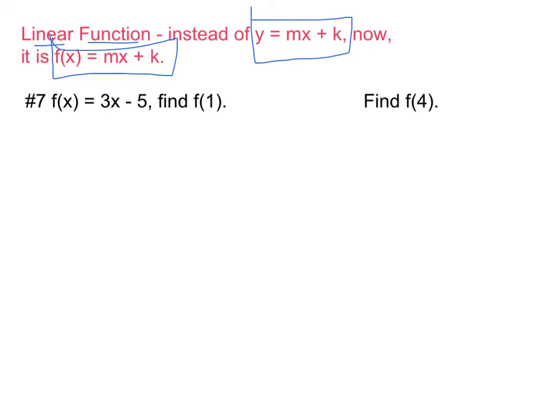So what I want you guys to do is find f of 1 for the function 3x minus 5. That means wherever you see an x, replace it with 1. So 3 times 1 minus 5 is 3 minus 5. Answer, negative 2. Very cool. So we have an ordered pair now. When we plugged in 1, we got negative 2 for an output. You can even make a sketch if you wanted to.